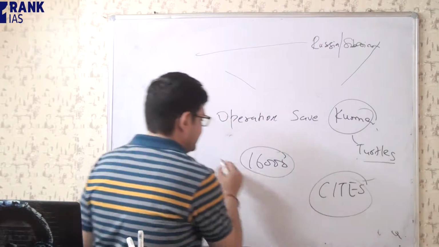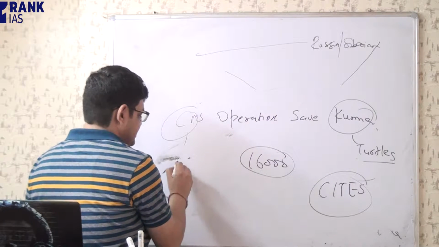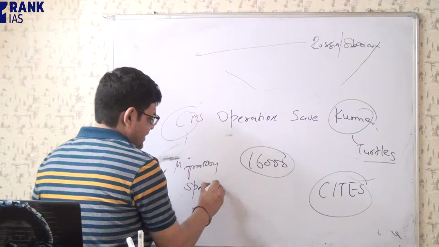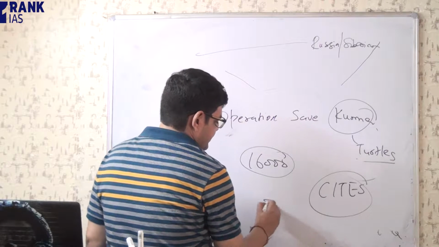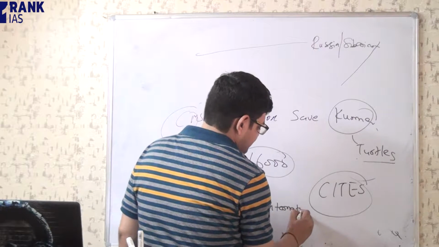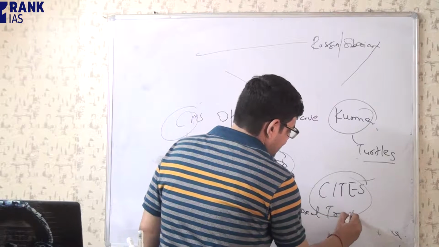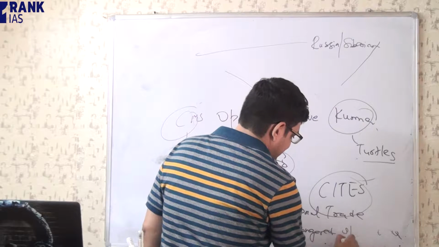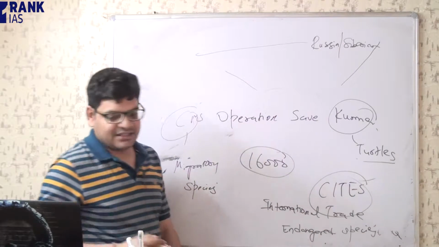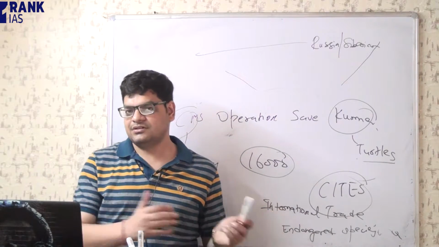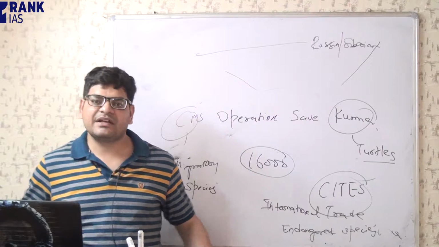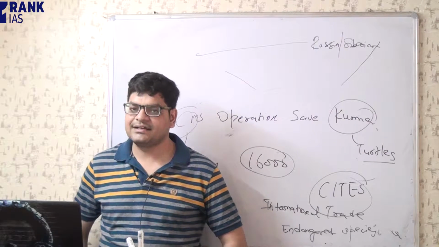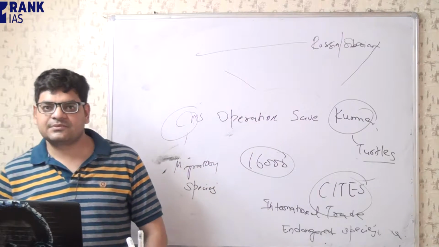So there is a convention known as CITES. As I told you, there was one, CMS, that was on migratory species. CITES is the Convention on International Trade in Endangered Species. So it tackles the illegal trade of endangered species of animals. The turtle is an endangered species and it comes under the Convention of CITES, and therefore India was facilitated by CITES due to its outstanding work in curbing the illegal trade of turtles under Operation Save Kurma. It's a very recent event, in fact it happened in 2018, so it is important from your examination point of view.